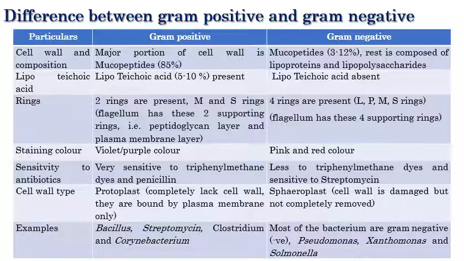Whereas in gram negative, most of the plant pathogenic bacteria are gram negative. I will give a few examples: Pseudomonas, Xanthomonas and Salmonella. So remember, gram positive means B.Sc. You are studying B.Sc Agriculture, so B.Sc is gram positive: B stands for Bacillus, S for Streptomyces, C for Clostridium or Corynebacterium, whereas all the remaining plant pathogenic bacteria come under gram negative only.